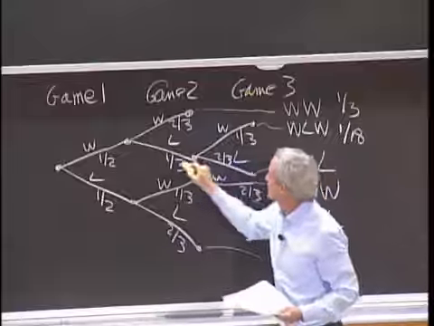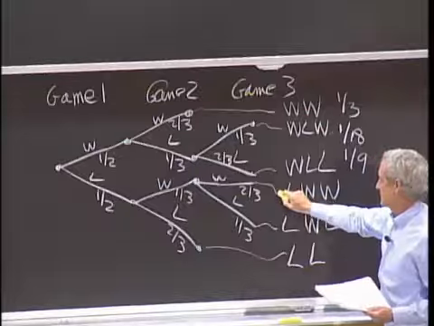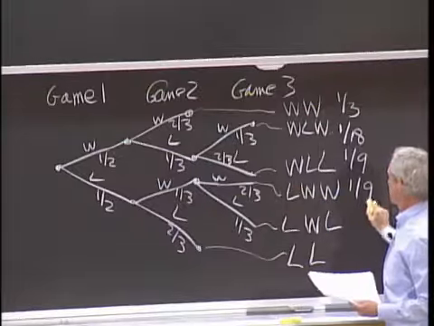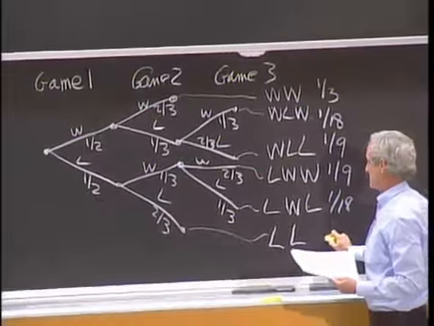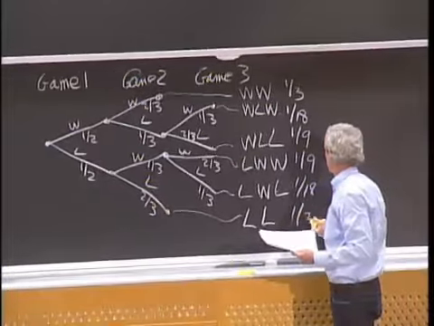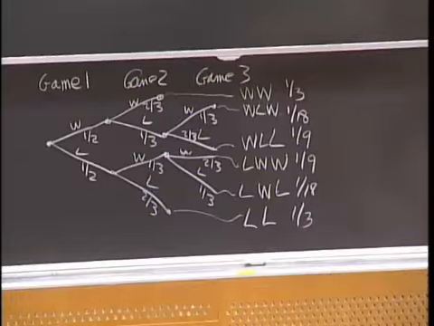I got 1/2, 1/3, and 2/3. That's 1/9. Same thing here, 1/9. This is 1/18. And 1/3. Okay, so those are the probabilities of the sample points.